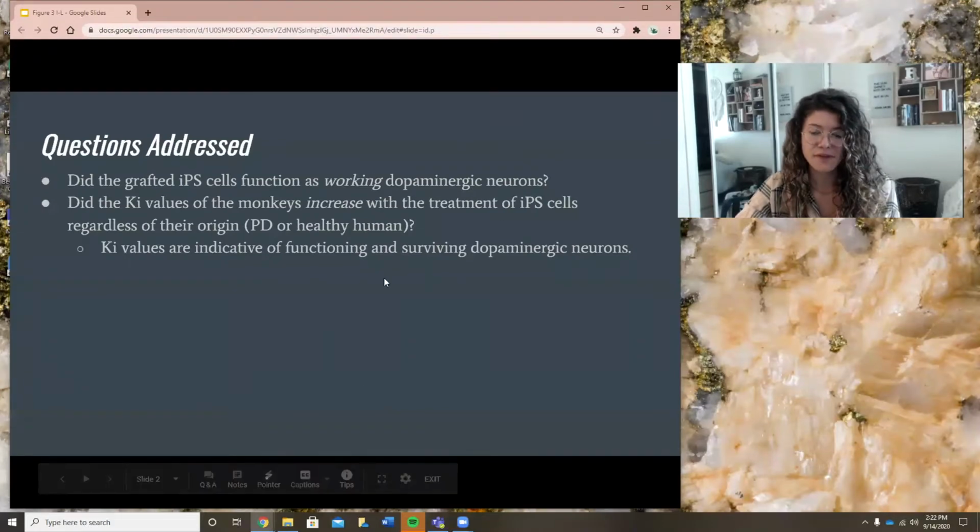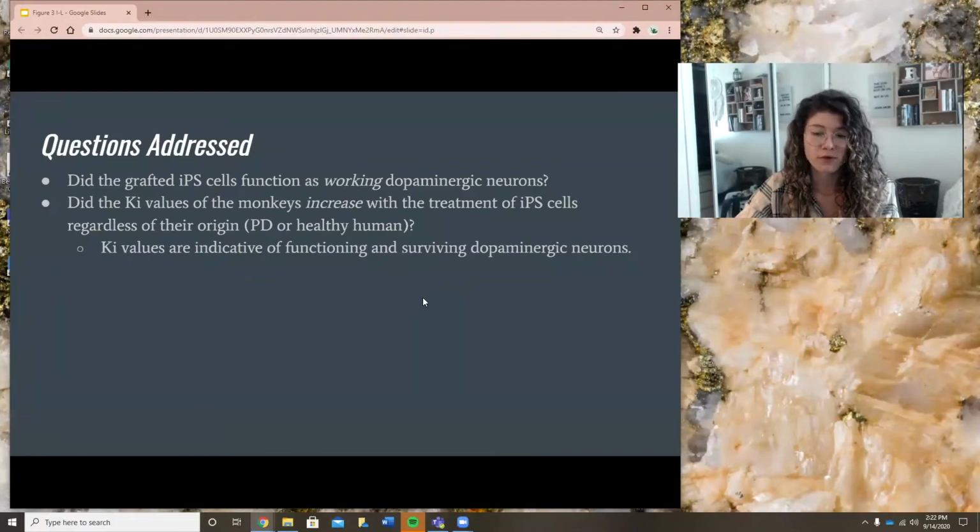So the purpose of these figures was to explain results regarding the success of iPS cells actually functioning as working dopaminergic neurons, as well as explaining the correlation between the Ki values of the primate models with the treatment of iPS cells from various origins, such as humans with Parkinson's disease or healthy humans as well.